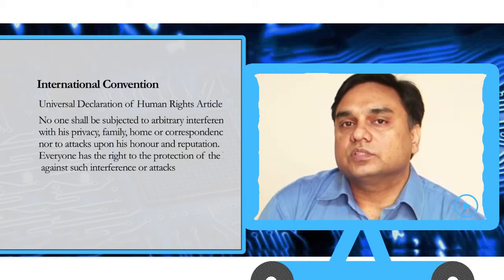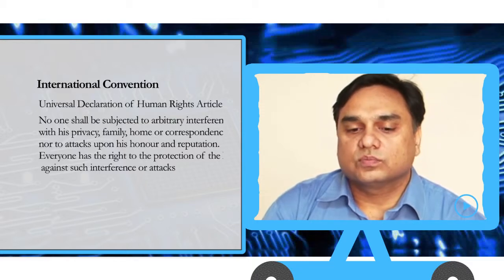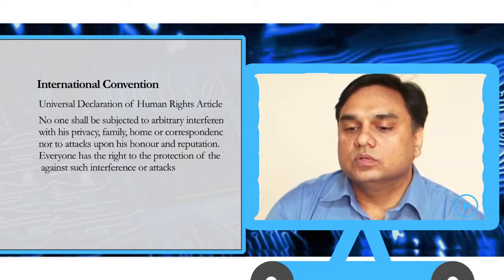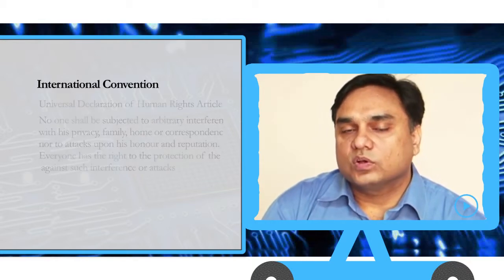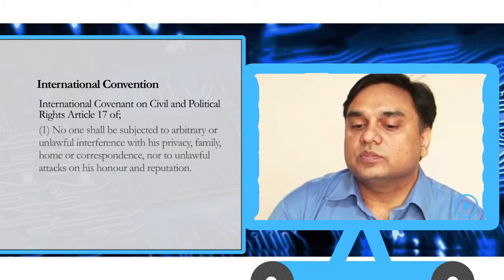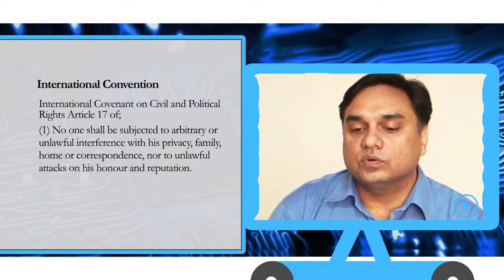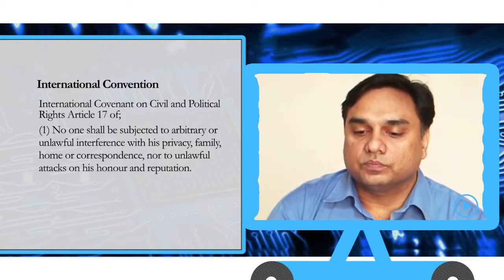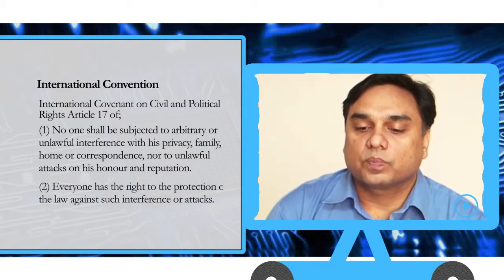In this particular definition, for the first time they recognize privacy issues related to family, home, honor and reputation. The same sort of concept was repeated in the International Covenant on Civil and Political Rights in Article 17, where it says: no one shall be subjected to arbitrary or unlawful interference with his privacy, family, home or correspondence, nor to unlawful attacks on his honor and reputation. And second, everyone has the right to the protection of law against such interference or attacks.